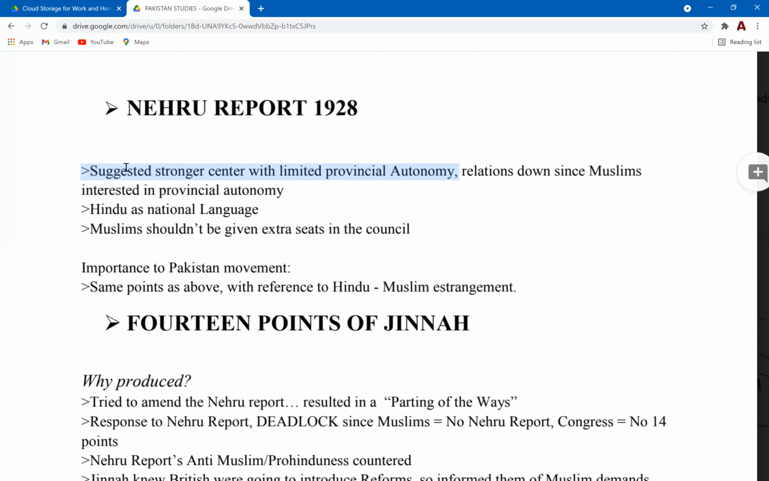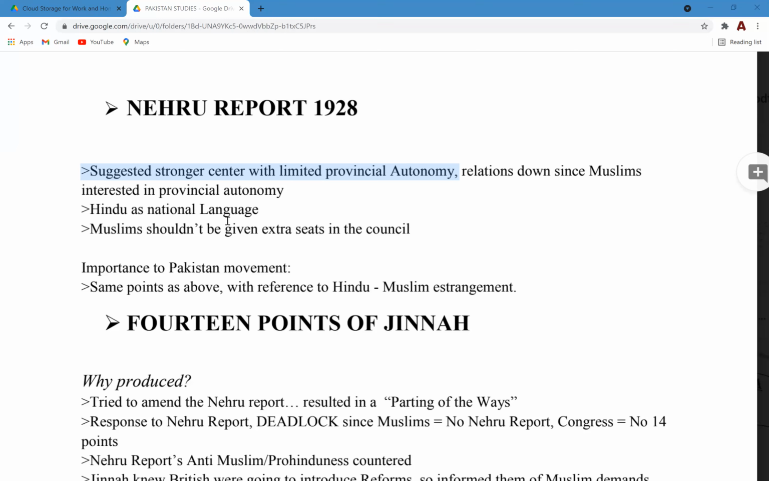This is why Muslims felt that the points in Nehru Report were presented without consultation with the Muslims, because Muslims wanted something else, and the points in Nehru Report demanded something exactly the opposite. So this was where the clashes started to happen.